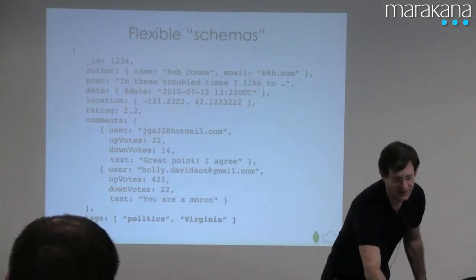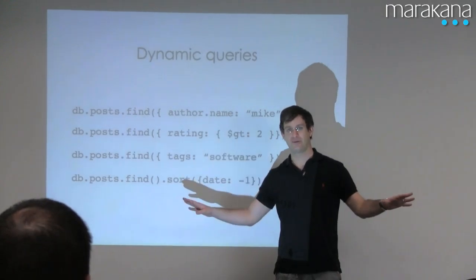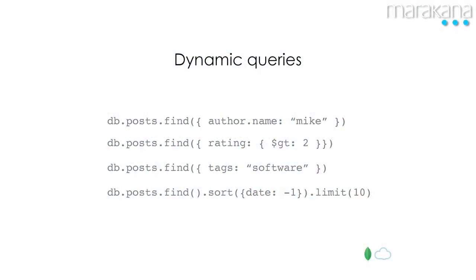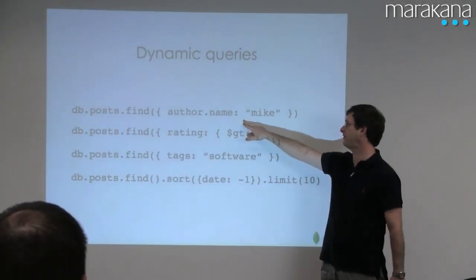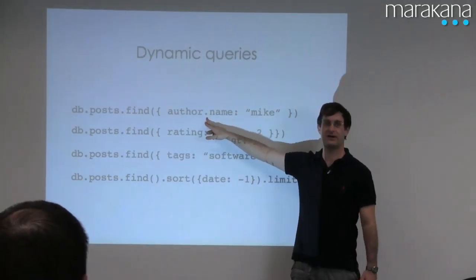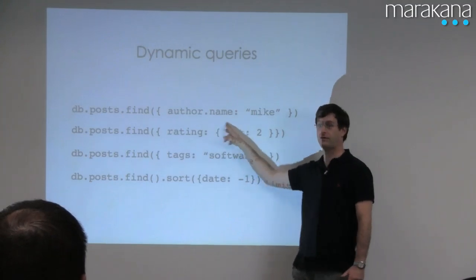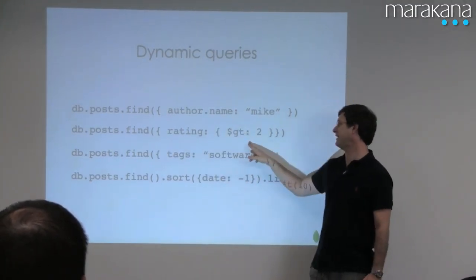But let me show you guys how to search on this stuff. So anyway, query language, super dynamic query language. Basically, you can search by any field in your collection, right? So for example, if I want to search all the posts where the author's name is Mike, and notice you can do the dot notation thing, and you can do it all day long, as deeply as you need to. You can search for ratings less than 2.